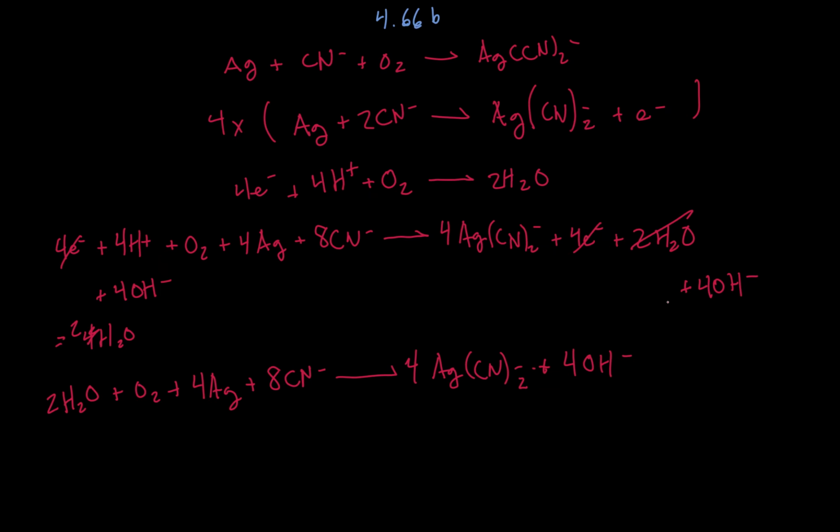Let's take stock of this thing. First check our species. We got 4 silver, 4 silver. We have 8 cyanides. We have 2 times 4 is 8 cyanides. We have 4 oxygens. 2 plus 2 here is 4 oxygens. We have 4 hydrogens, and we have 4 hydrogens. So the species are good. Let's check the charges. We have an 8 minus charge on this side. We have 4 minus here plus 4 minus because it's 8 minus on that side. So that is your balanced equation in basic media.